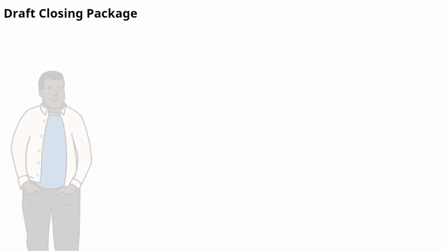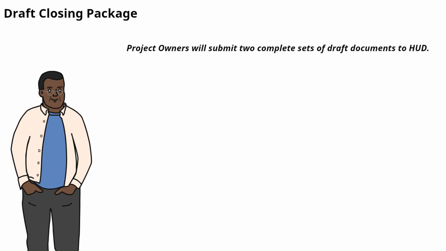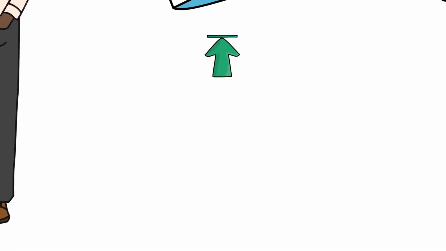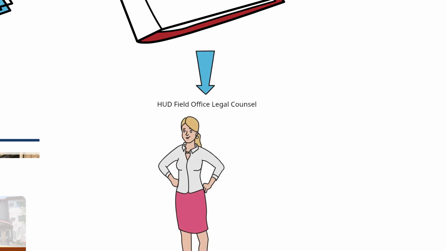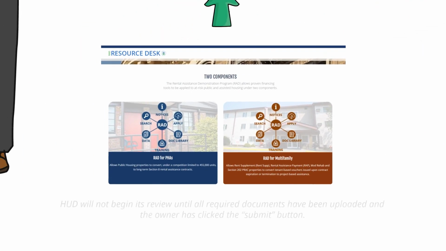After the closing kickoff call, the project owner will focus on drafting and submitting the applicable closing documents identified in the closing checklist. Owners will typically submit 2 complete sets of draft documents to HUD. Owners will upload one set to the RAD resource desk and send the other set to the assigned HUD field office counsel in a form and manner of the HUD counsel's choosing.